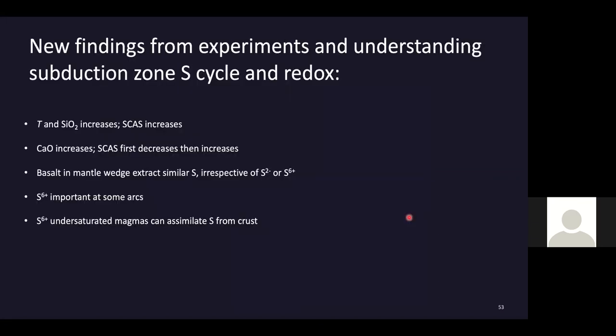So when we look at the new findings from our experiments and we try to understand the subduction zone sulfur cycle and redox, we can say that with temperature and silica content, SCAS increases. As CO2 increases, SCAS first decreases and then starts to increase. Basalt in the mantle wedge will extract a similar amount of sulfur irrespective of whether the initial storage of sulfur is as sulfide or anhydrite. Sulfate does play an important role at some arcs, and we say that anhydrite undersaturated magmas can assimilate sulfur from the crust during its ascent beneath arc volcanoes.